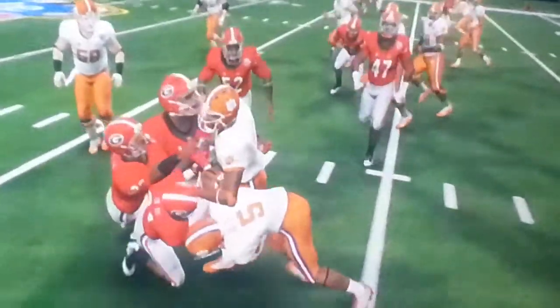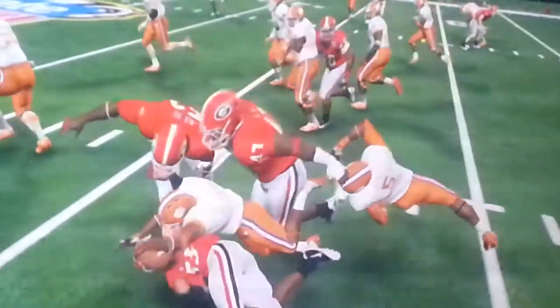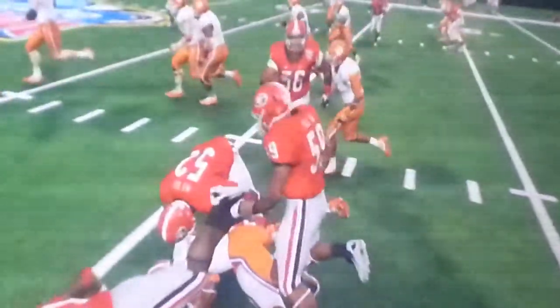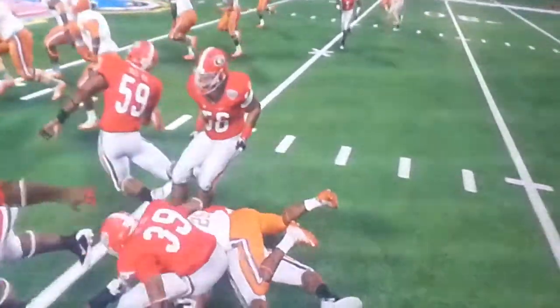When you talk about every yard counts, every inch counts in this game, that's supposed to be the motto for football in itself. These are the things that we talk about, that have to be addressed and can't be accepted.